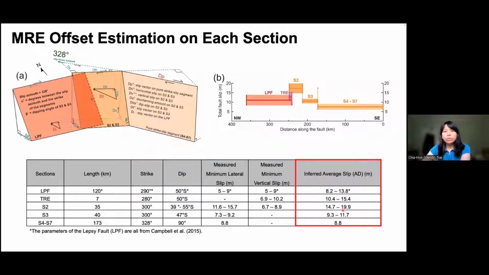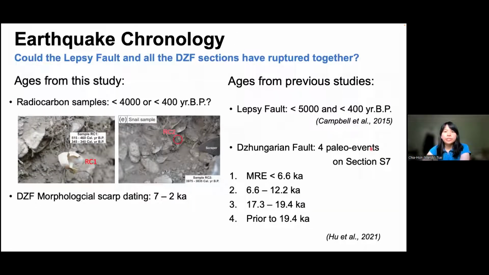And here are the results for each section, including the previous finding for the Lepsy Fault and the one at the Tantek River East site. If we plot the distance along the fault against the total fault slip during the most recent event, we can see that the largest offsets appear on section 2 and probably section 3 as well, which might be due to the fault's geometry. And the next question is, could the Lepsy Fault and the Dzhungarian Fault have ruptured together?